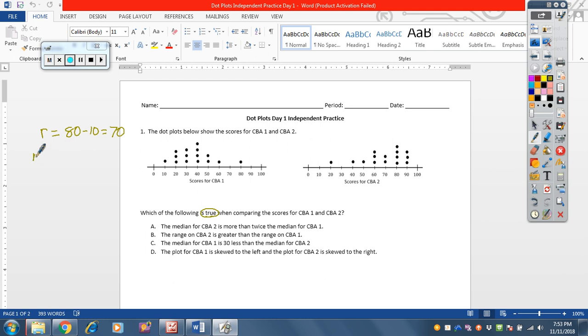And I'm saying the median takes me a little bit longer to find. Is 40. And the mode I'm saying is also 40 because it's the most. So you need to hit pause now and decide what is the range, the median, and the mode for CBA 2.